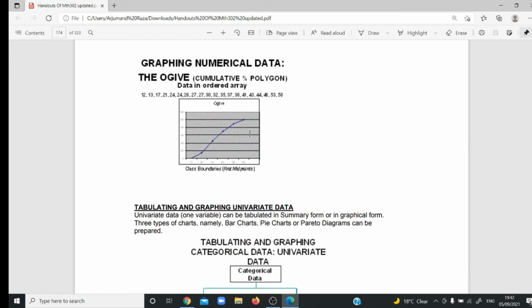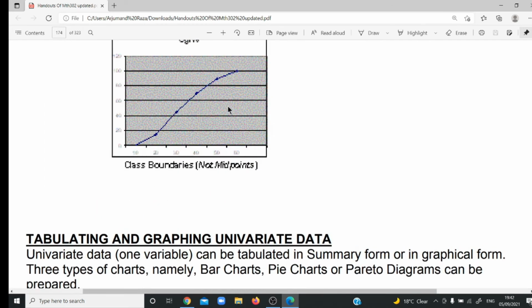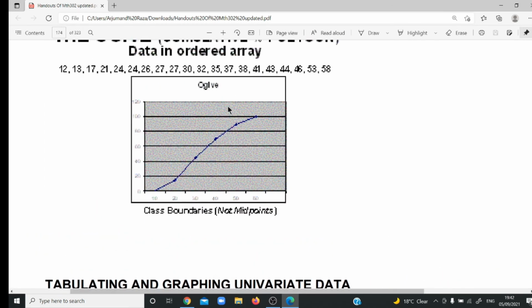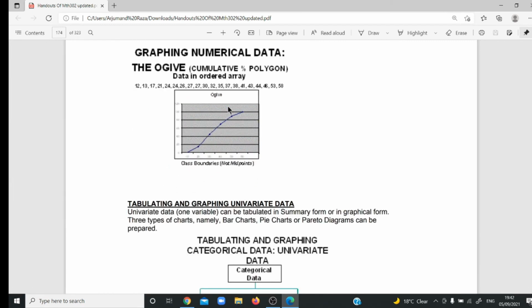Then we have graphing numerical data, and how you will graph it. This is the ogive process, class boundaries. Not midpoint at all. You cannot see any midpoint. Let me try to show you in a bigger version. There is no midpoint in this one, so this thing we call the cumulative polygon.